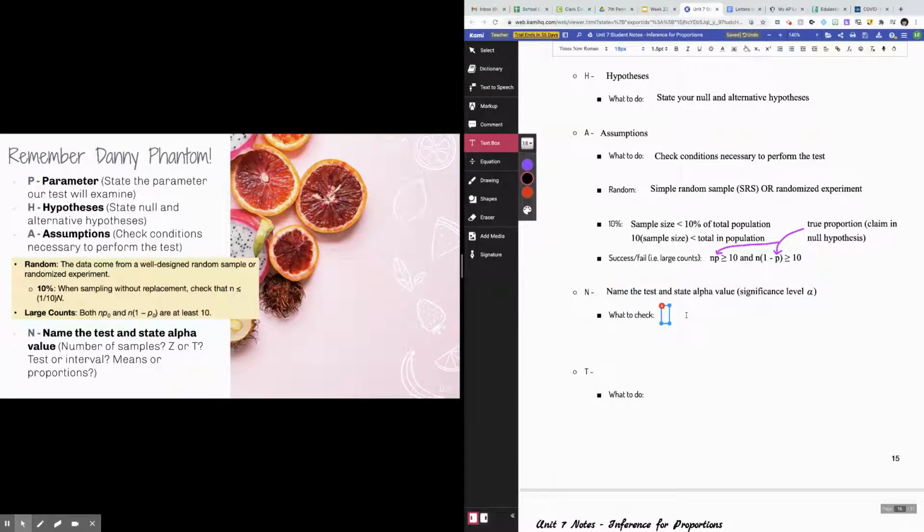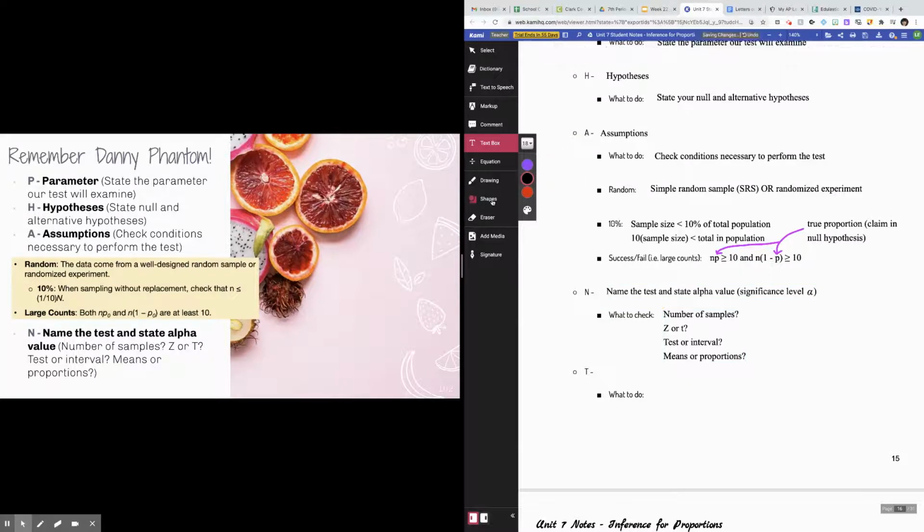So when you are naming a test, there's a couple of questions that you have to ask yourself, and I have them listed on the left side of the screen here, but I'm also going to write them out here, okay, which is how many samples are we dealing with? So number of samples, okay, is this a Z test or a T test, okay? And really, I should just say Z or T. So is this Z or T? Is this a test or an interval? Okay, and are we dealing with means or proportions?